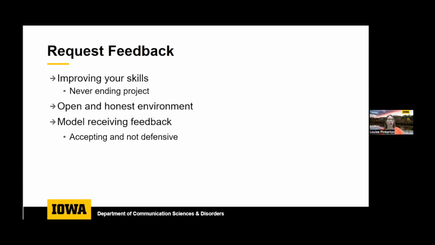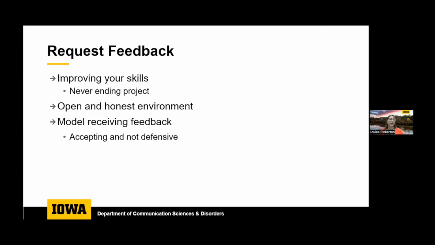We have one more idea here specific with feedback, and that goes to requesting feedback. The students are not the only people that are learners. We need to continue to learn as supervisors about the process, about working with the individual we're with, about sharing new skills we've learned as a clinician with students. So we're a never-ending project as clinicians, and it's a never-ending project of improving your skills as a supervisor.